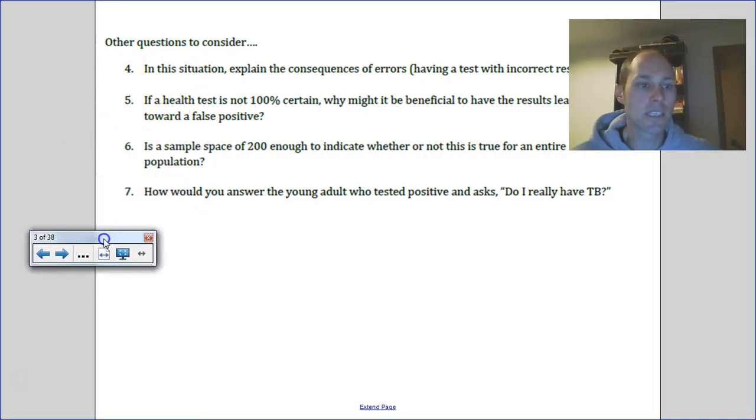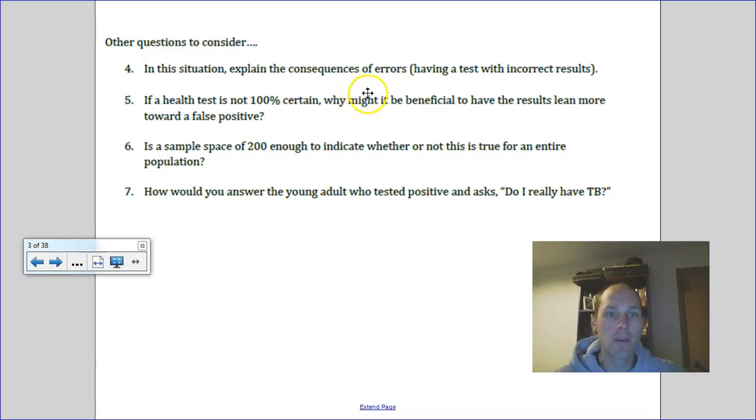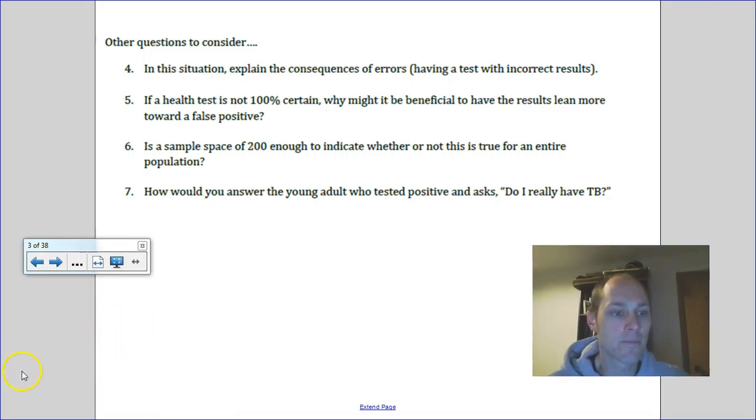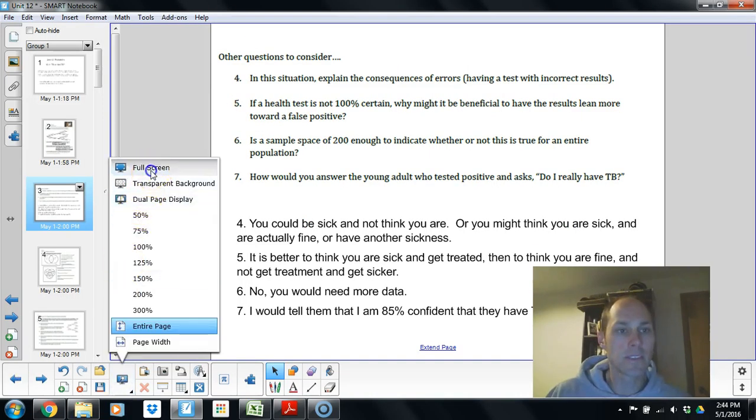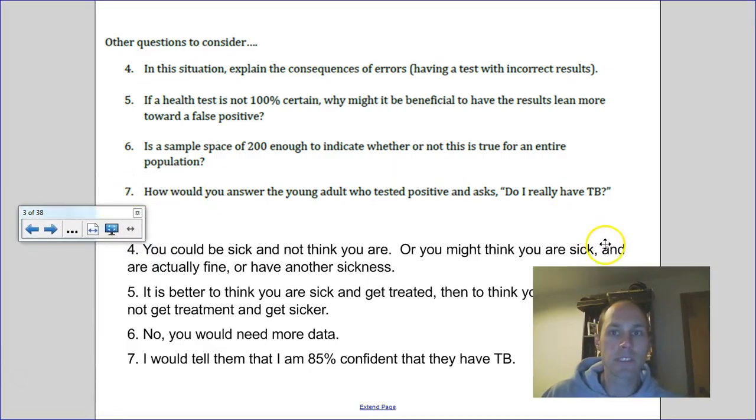So a couple other questions to consider as we finish up. Questions 4 through 7. Why don't you read through those, answer those on your sheet, and restart the video when you're ready to take a look. All right, so let's take a look at these questions. Question 4, in this situation, explain the consequences of errors.